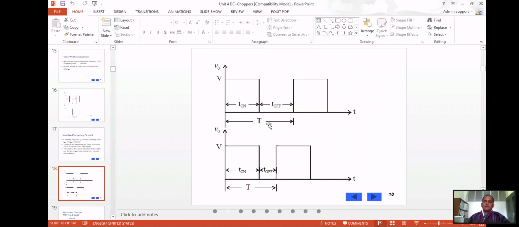But the problem is that if you keep the T off for longer durations, then there will be discontinuities in the current. And there might be generation of harmonics in the system. You know that harmonics are unwanted signals.